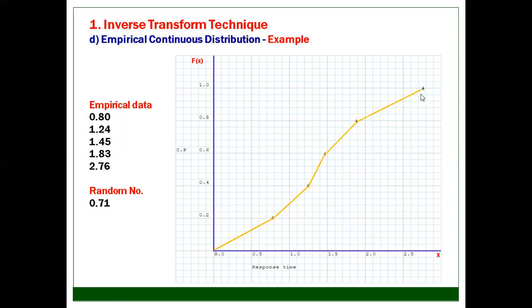We will join them, and then we see the random number 0.71 lies between 0.6 and 0.8. The corresponding vertical line we draw gives us the x1 value, that is 1.66. So this is how we have done it graphically.